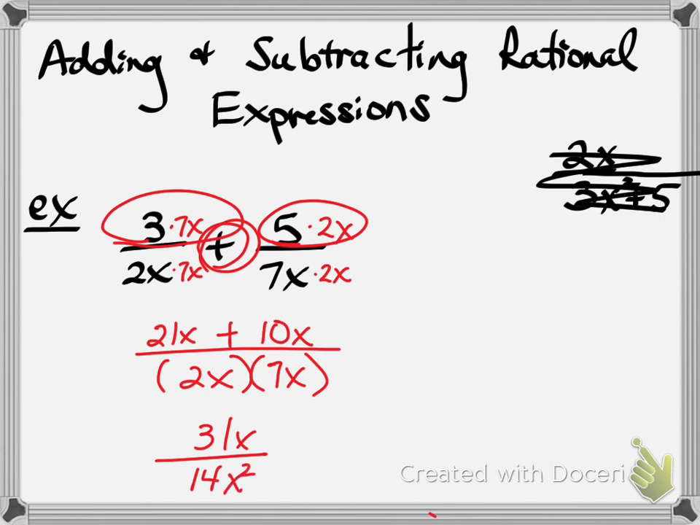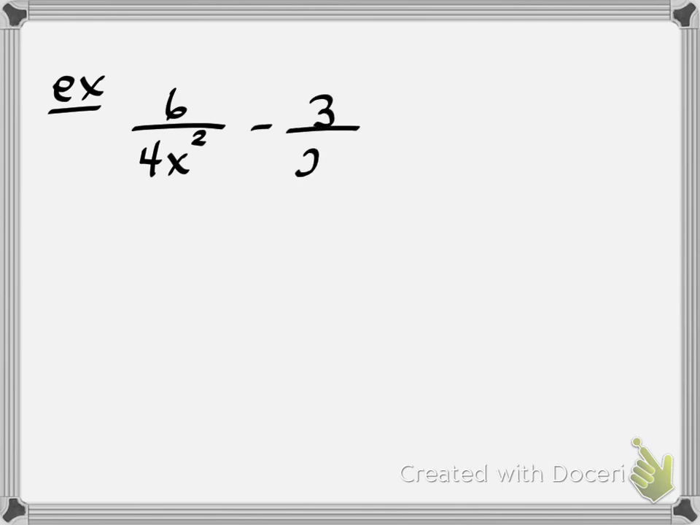Okay, let's try another. Let's do 6 over 4x to the second minus 3 over 5x.